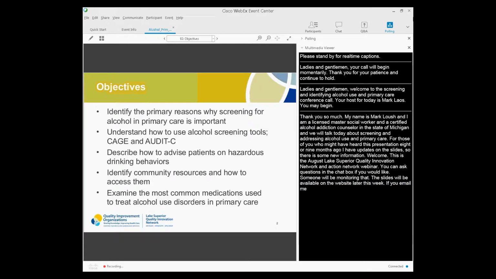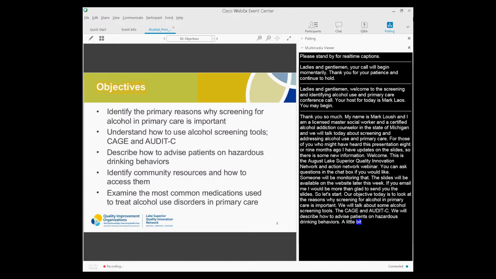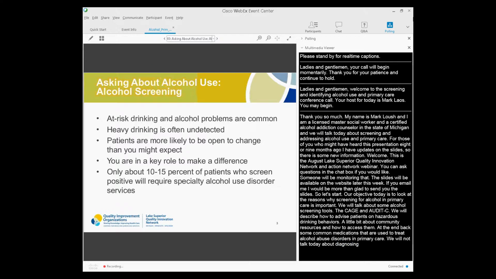So let's start. Our objectives today: we're going to look at the reasons why screening for alcohol in primary care is important, talk a little bit about some alcohol screening tools, the CAGE and the AUDIT-C, describe how to advise patients on hazardous drinking behaviors, and then a little bit about community resources and how to access them. And then at the end, just some common medications that are used to treat alcohol use disorders in primary care. We're not going to talk today about diagnosing alcohol use disorders or anything like that. This is really just about screening and identifying those that need brief advice or referral.